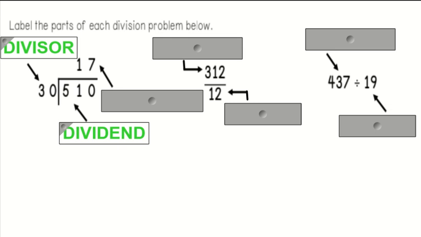So we've got a dividend, we've got a divisor. Dividend goes on the inside when you're writing the division problem this way. The divisor is on the outside. And when you say it, dividend goes first, divisor second. What's the 17? What's that called? Quotient. Yeah, that's the answer. Quotient is the answer for a division problem.